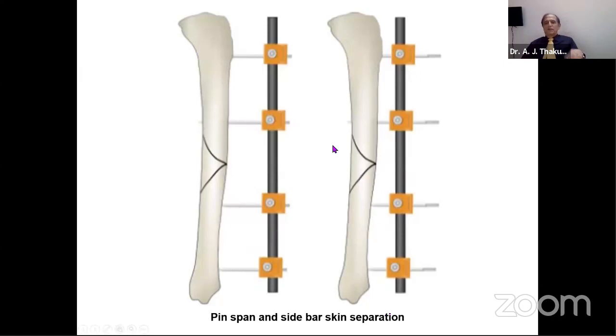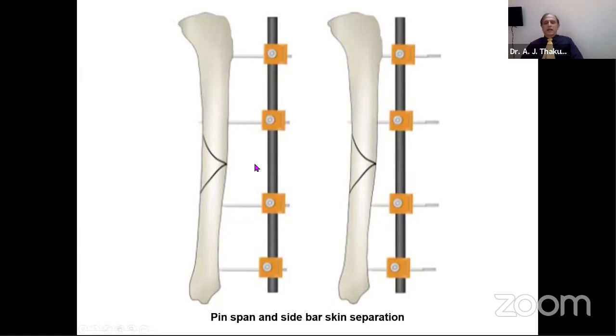Now, pin span and sidebar skin application. Pin span is the distance between the bone and the clamp. The longer the distance, the more flexible is the fixator. The closer the distance, the more rigid is the fixator. So if you want it to move and be more flexible, you just move the clamps a little away and it will become more flexible. If you find that it is too much flexibility, then you can move the bars and the clamps a little closer, shorten the span of the pins. This will become stiffer. The fixator will become stiff. It will not flex. It will not give any interfragmentary movement.